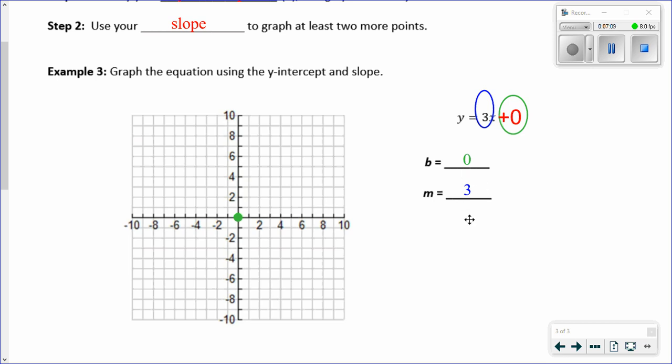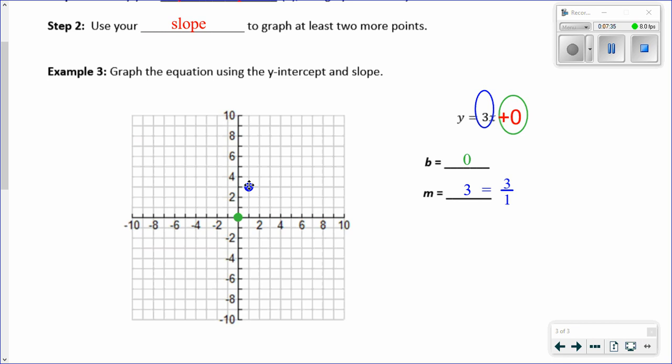Then I'm going to use the slope to travel to get to my next point. So instead of 3, I'm going to write 3 over 1, so I can have a rise over a run. So here, this is a positive 3. So I'm going to go up 3 units, and then my run is a positive 1. So I'm going to go to the right 1 to plot my point.